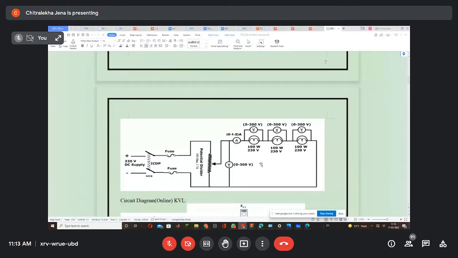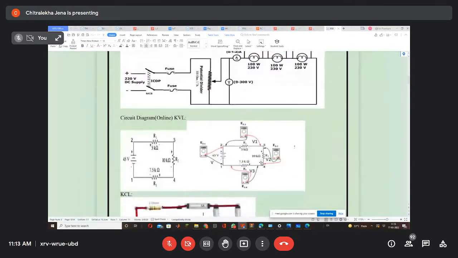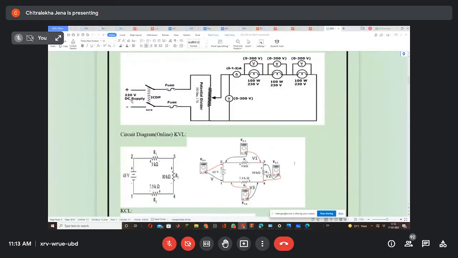Okay. Now come to here. Here also a 220 volt DC supply is given. This is the protective device. Same as before, with the help of a potential divider you are changing the voltage, and with the help of this voltmeter you are measuring the voltage.